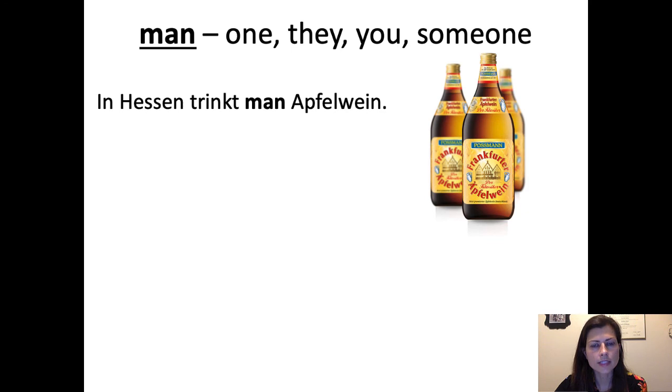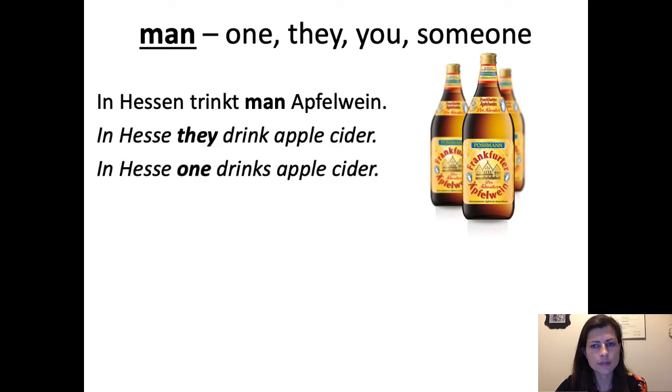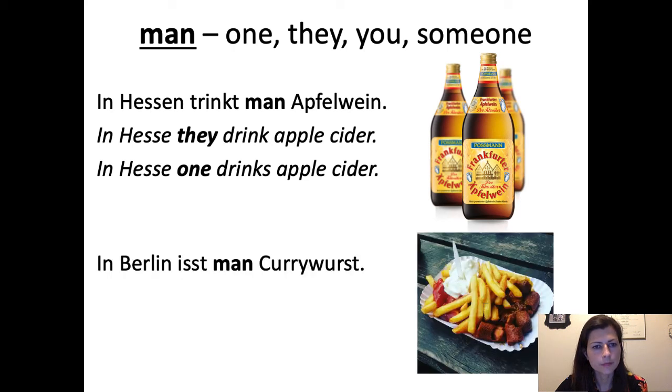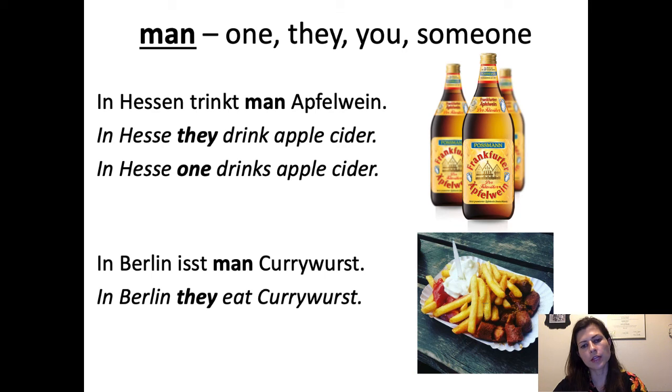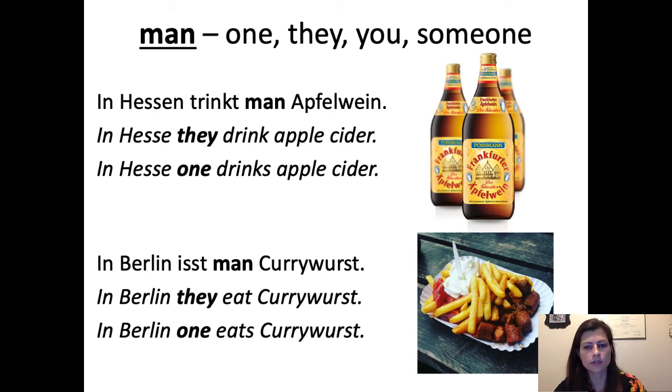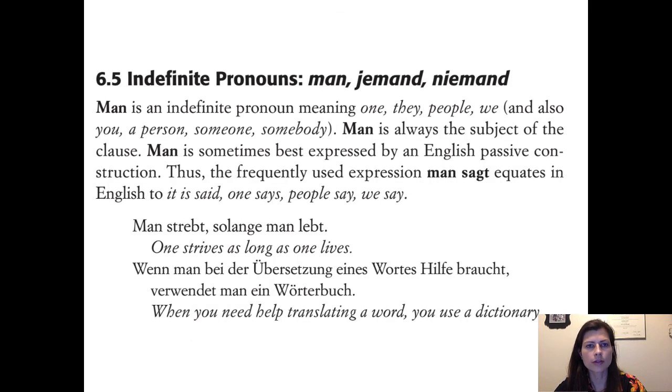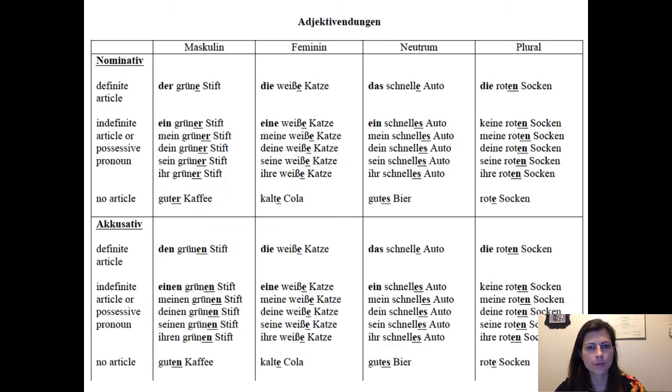"In Hessen trinkt man Apfelwein." In Hesse, they drink apple cider, or maybe one drinks apple cider. It's customary. "In Berlin isst man Currywurst." It's customary. In Berlin, they eat Currywurst. One eats Currywurst. So they're indefinite pronouns. "Man," and then "jemand" means someone, and "niemand" means no one. And so those are important little indefinite pronouns to note.